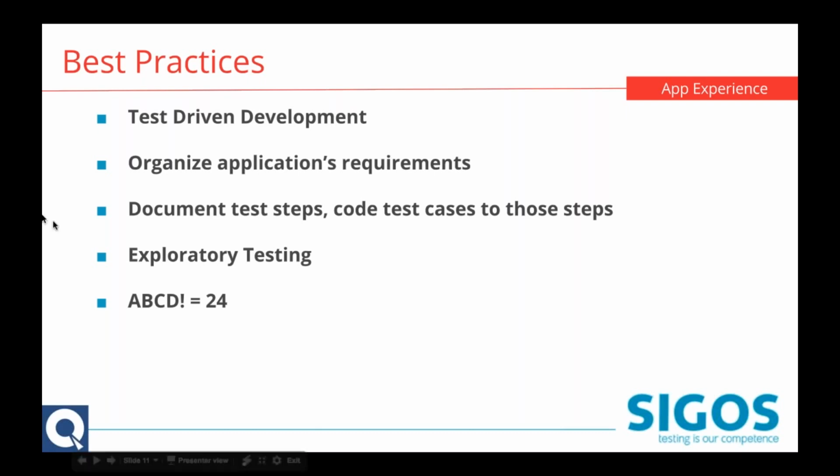And I love to show this example because it takes me back to high school math. ABCD, there are 24 ways to test ABCD. ABCD is the permutation, right? So there are 24 ways to just test 4 combinations of actions.